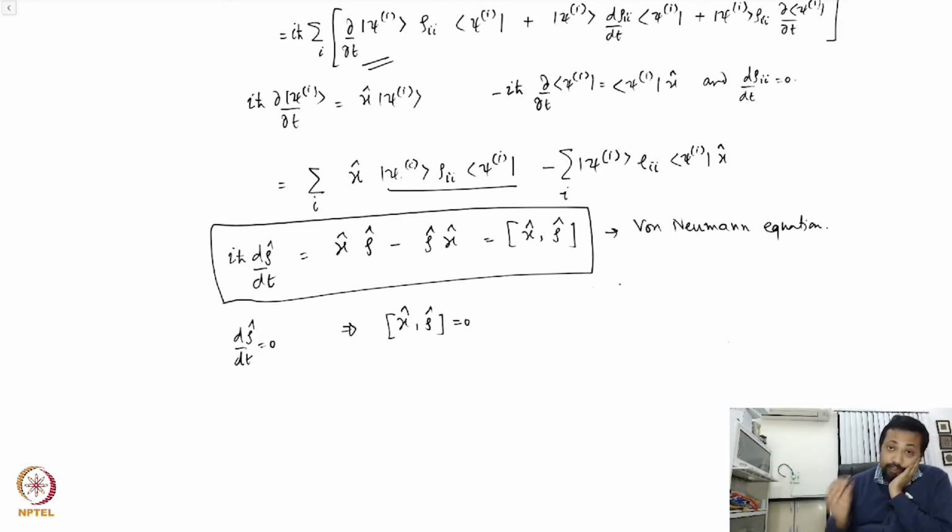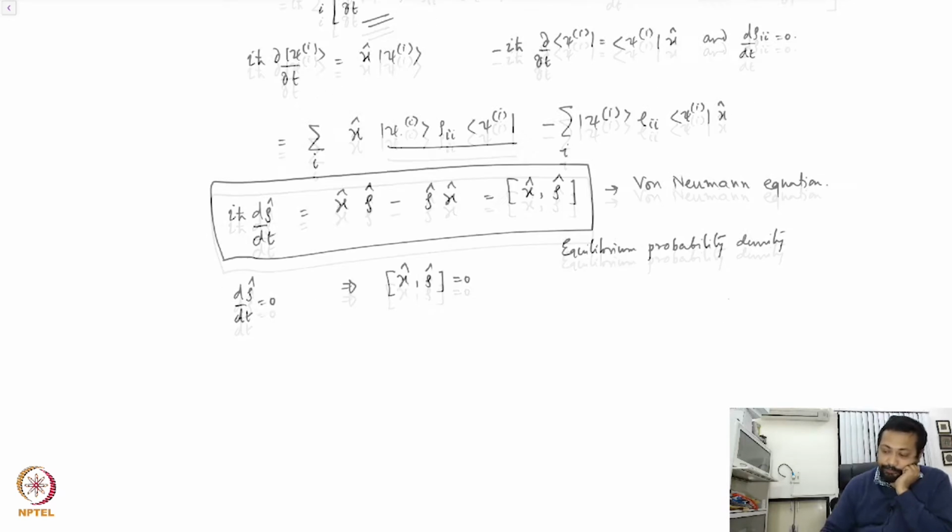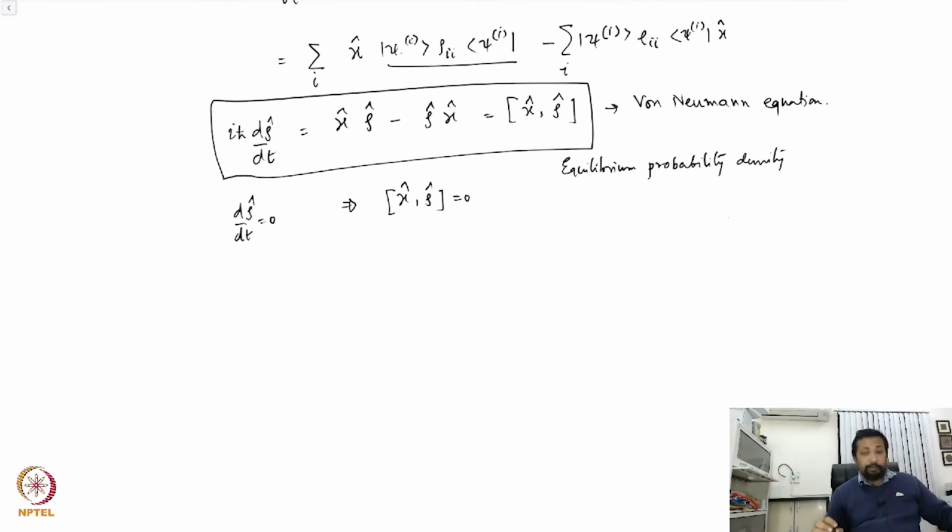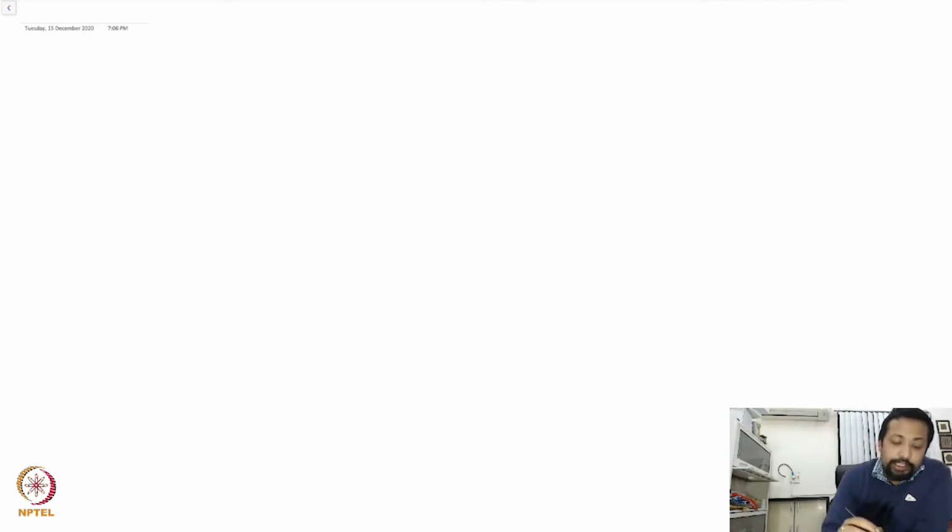So therefore, if I want to look at the equilibrium probability density and construct it, then I can very well use the energy eigenfunctions, in which case ρ̂ is going to be diagonal in that representation, right? So we'll come back to this, but we want to take a look at the density matrix from a different perspective, right?